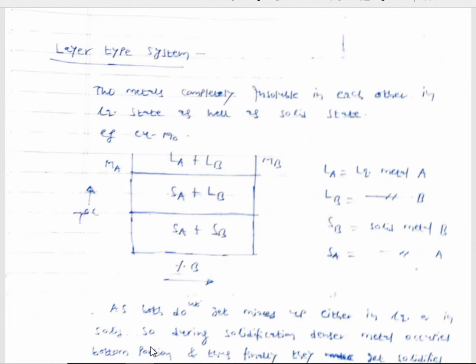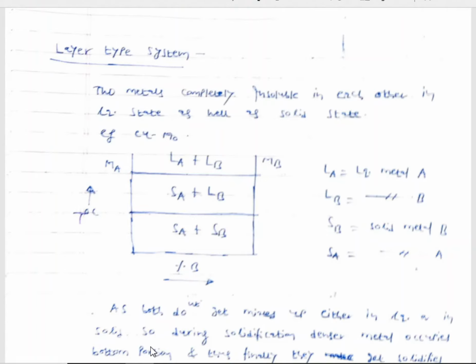Again, Ma, Mb are the melting points of metal A and metal B. La plus Lb, Sa plus Lb, then Sa plus Sb. La and Lb are the liquid metal A and liquid metal B respectively. Sa and Sb are solid metal A and solid metal B respectively. As two metals are completely insoluble in each other, two different liquids will be obtained.